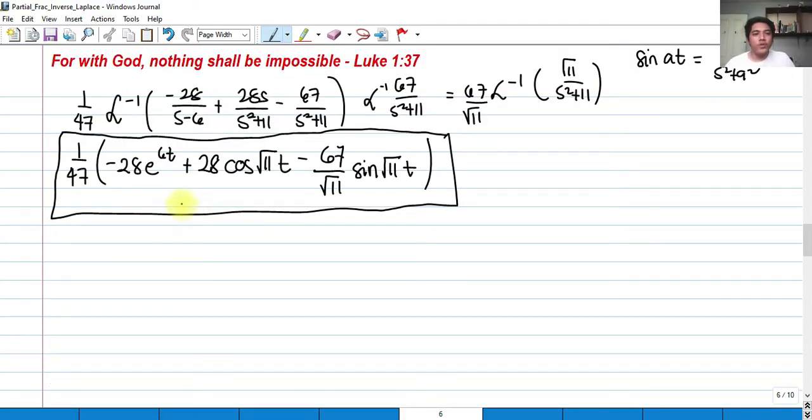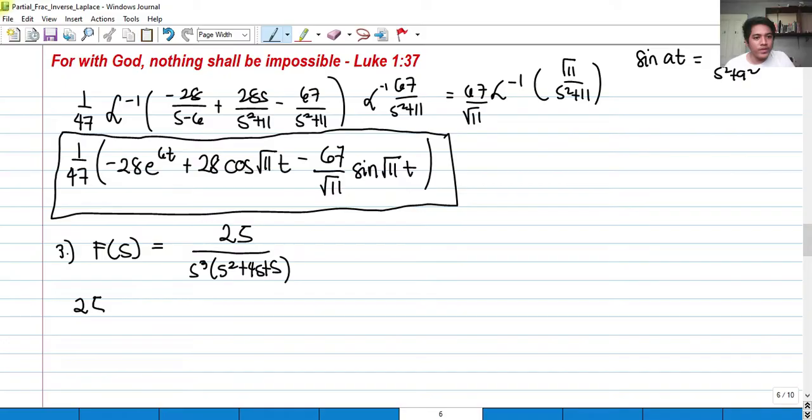Okay, let's go now to our last example. For number 3, we need to find the inverse Laplace of our F(s), 25 over s cubed times s squared plus 4s plus 5. So we need to resolve this into partial fractions. So we have s squared plus 4s plus 5. As you can see, we have repeating roots.